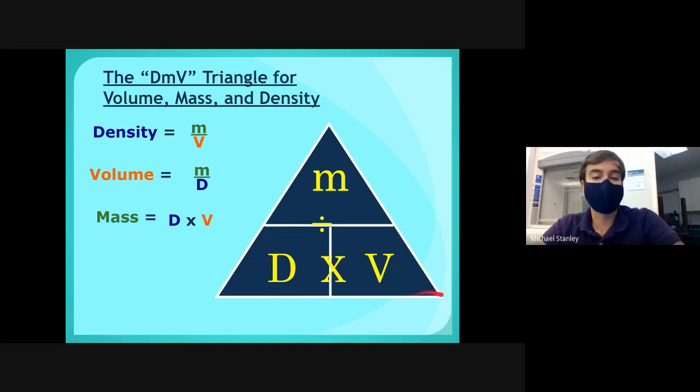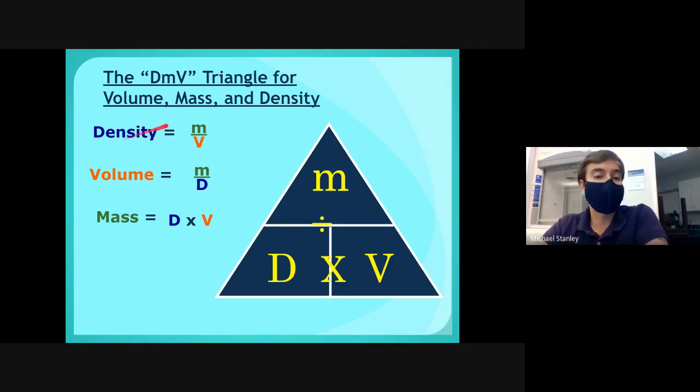So setting up this little triangle can help you to remember, if I want to know one of these, I look to the other two, and based on how they are positioned, I can figure out the equation that I need.